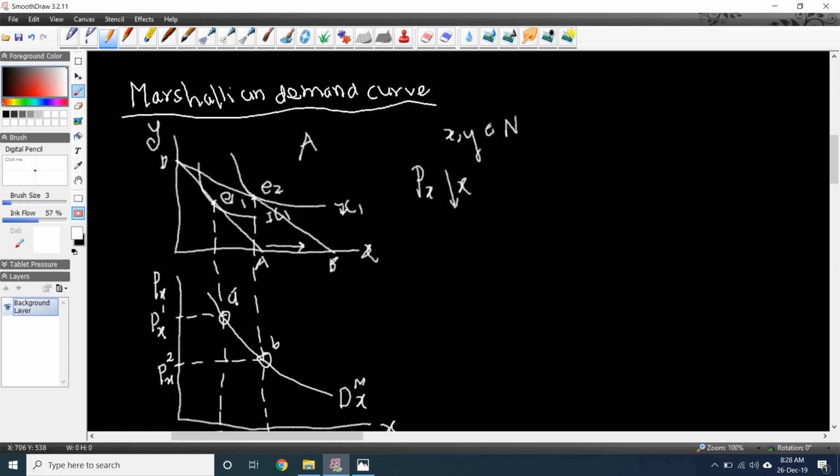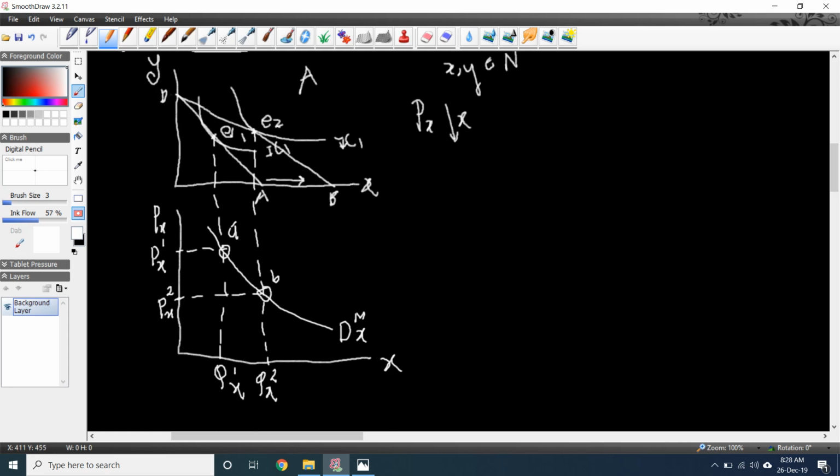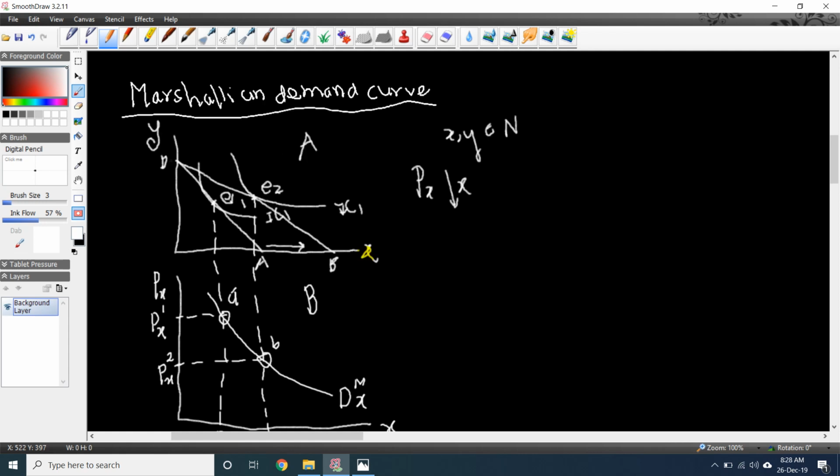It's so simple. First we drew the budget line and showed the shift in the budget line due to the change in the price of good X. And in panel B, we derive the demand curve.